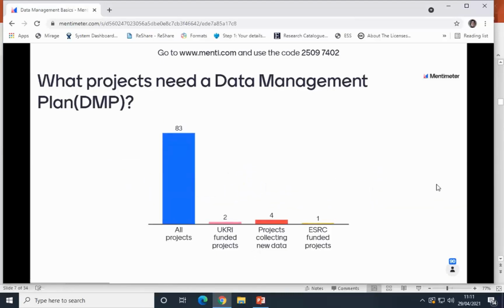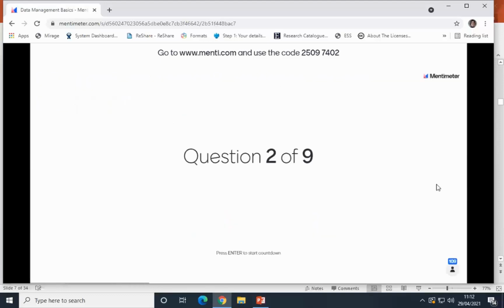Okay, the time is up, and the most common answer was all projects, and that is very good. Regardless of the funder, having a data management plan is very useful, and we will see, I shall not give away the reasons why, although I'm sure most of you already know the benefits. But yes, it is a very good step to have a data management plan for all research projects. Okay, let's move on to the second question.